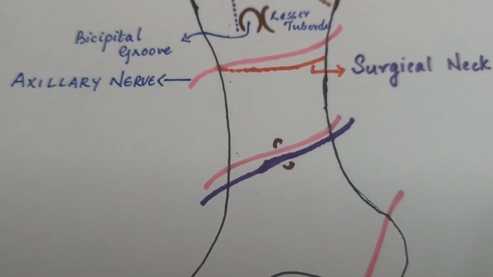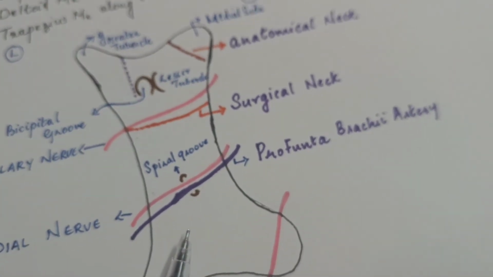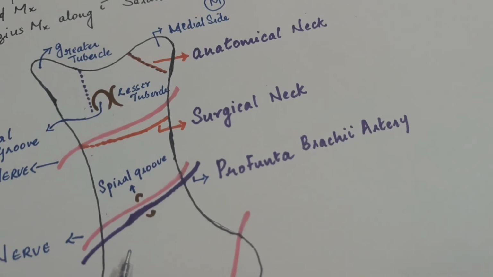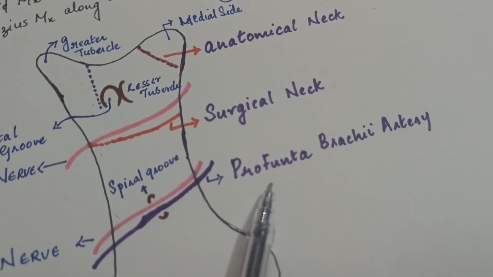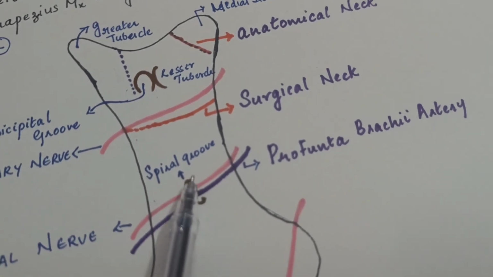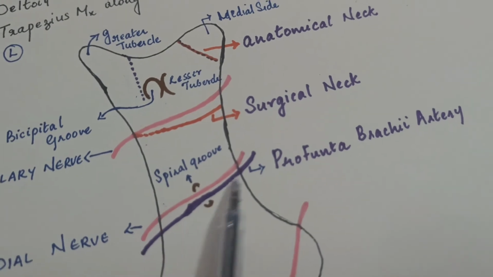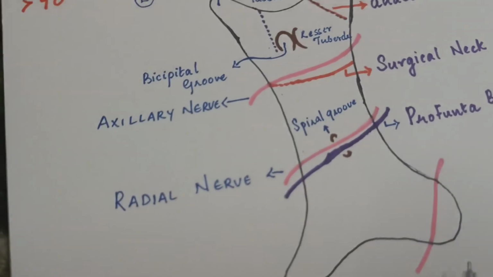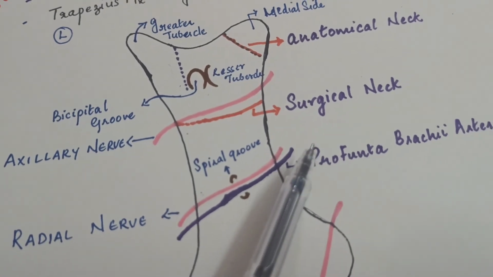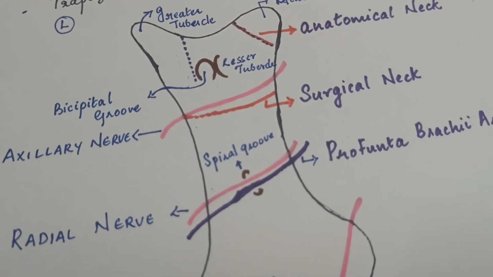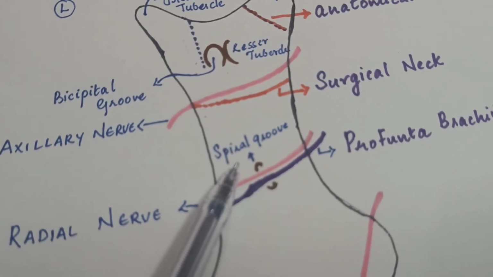And what is this pink line and blue line? This blue line is an artery called the profunda brachii artery. There is a groove on both sides of this artery and this nerve. Which nerve is this? This is the radial nerve. The radial nerve passes here, and the profunda brachii artery also passes here. On their side there is a groove called the spiral groove.